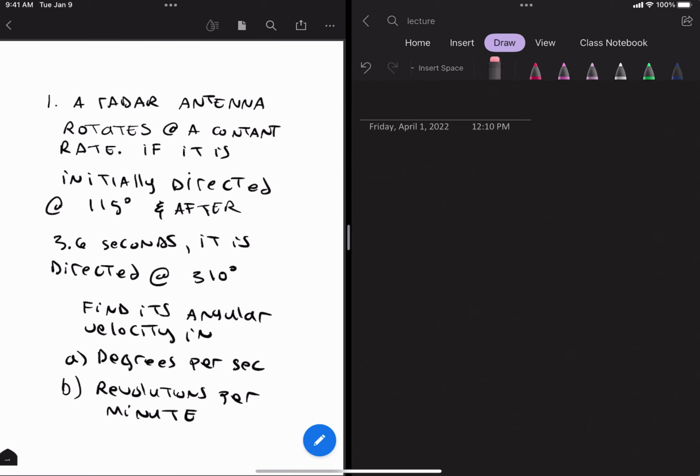Hi everyone, now we're going to begin the review for test 2. So here's the first question.